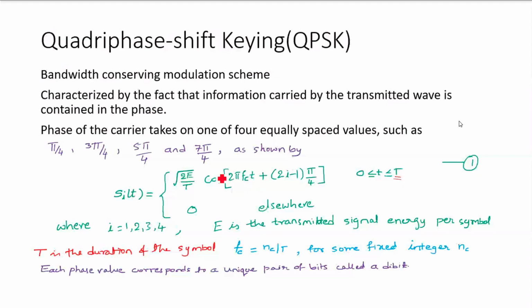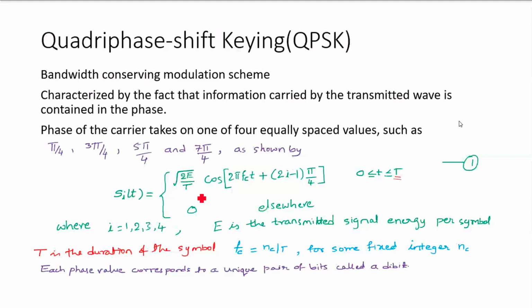Now to represent this si of t as a linear combination of N orthonormal basis functions, we need the basis function to have unit energy. That is the only reason. How in the BPSK scheme did you get square root of 2 Eb by Tb cos of 2 pi fc t plus pi? How did you get that?